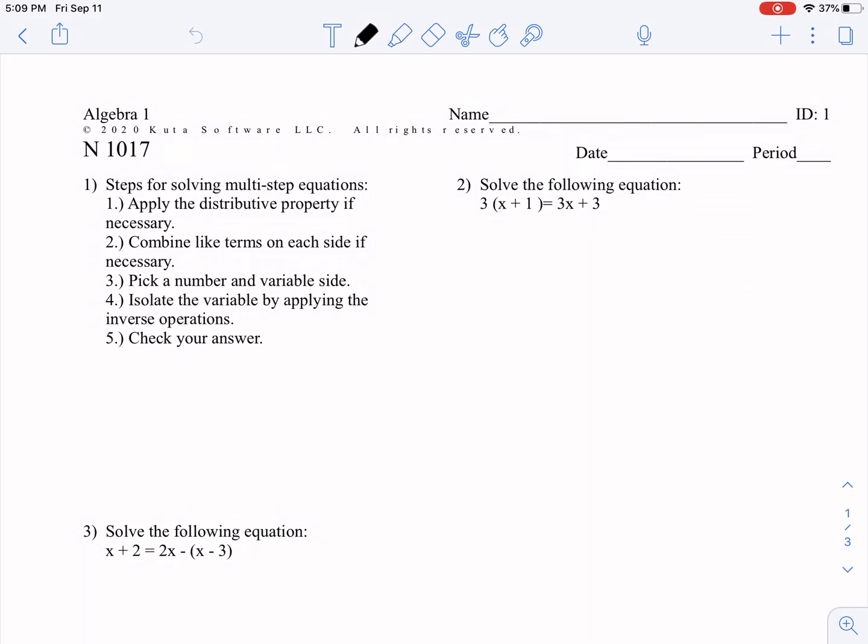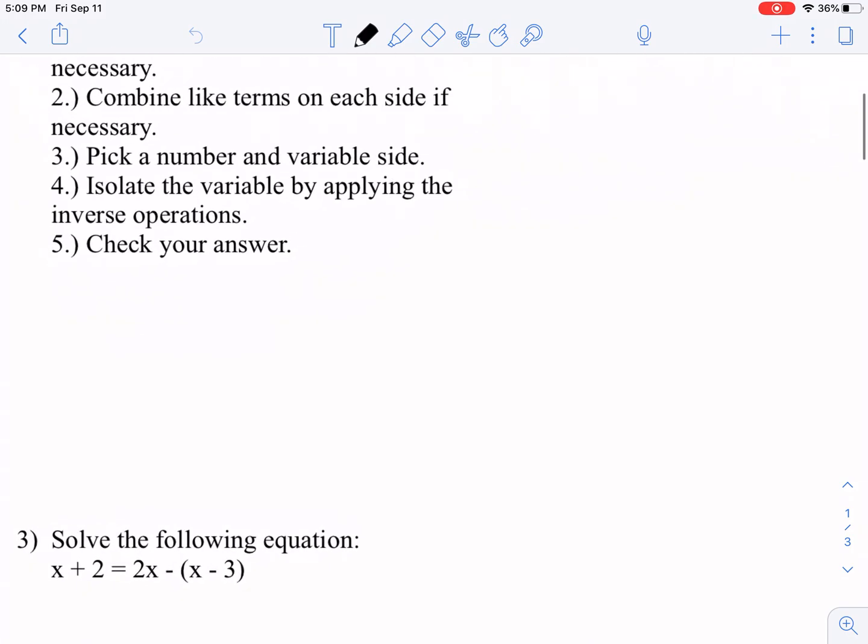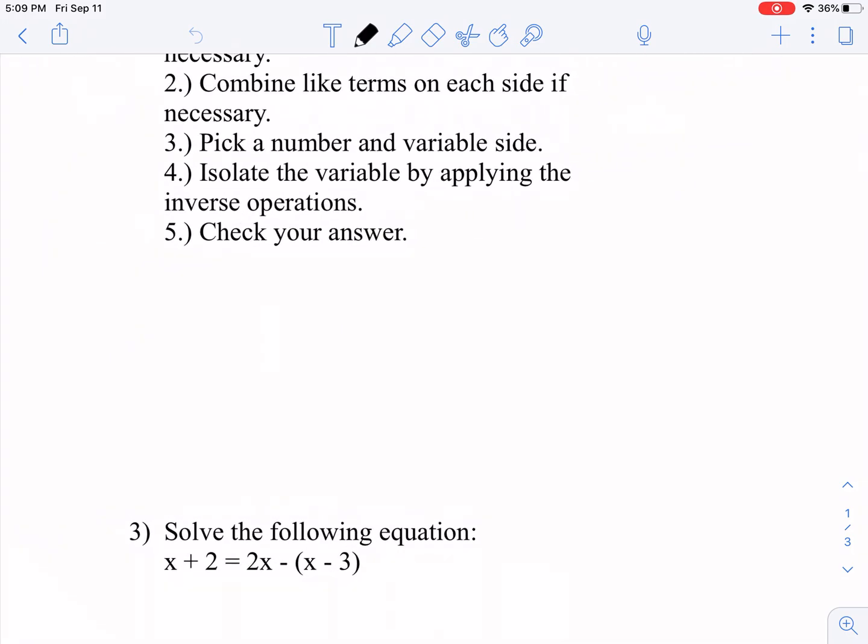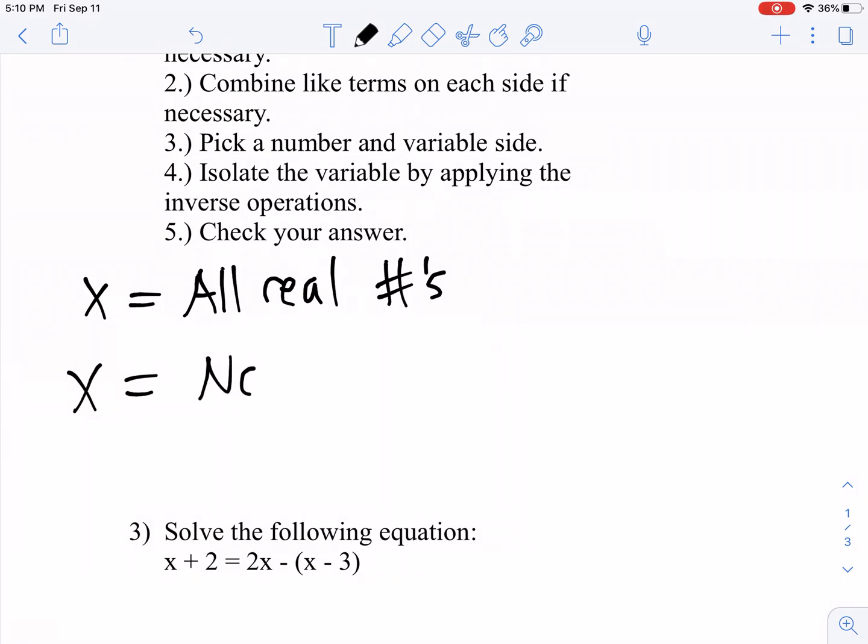In all the previous videos and lessons we've looked at, whenever we were solving an equation, we had one solution, right? x is equal to 5, x is equal to 4, x is equal to -2. Well, there are two other possibilities we can come across, and that is x is equal to all real numbers, or x is equal to no solution.